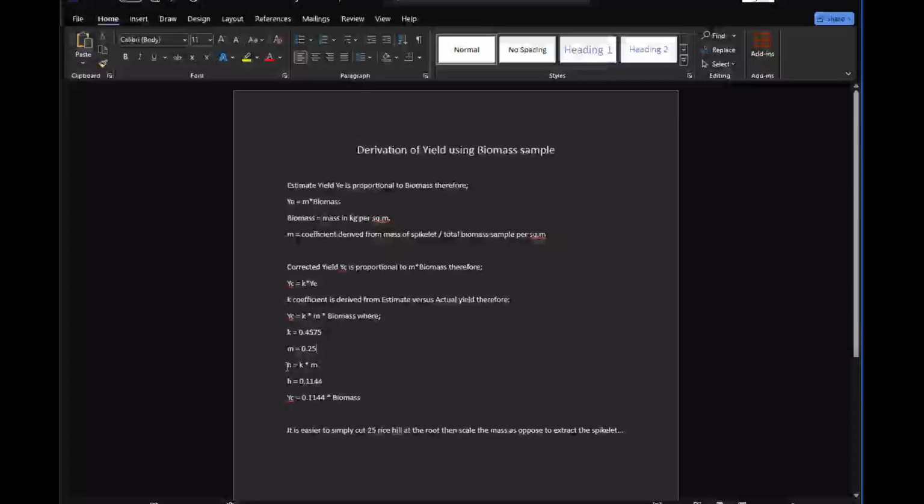I'm making this up on the fly. I mean, you can use any letter. It's irrelevant. What's important is the idea. So H is the sum of K and M, or, I didn't say, did I say sum? Anyway, the multiplication of K and M, sum is odd. And so I have a number, 0.1144. So the corrected yield is 0.1144 times biomass.